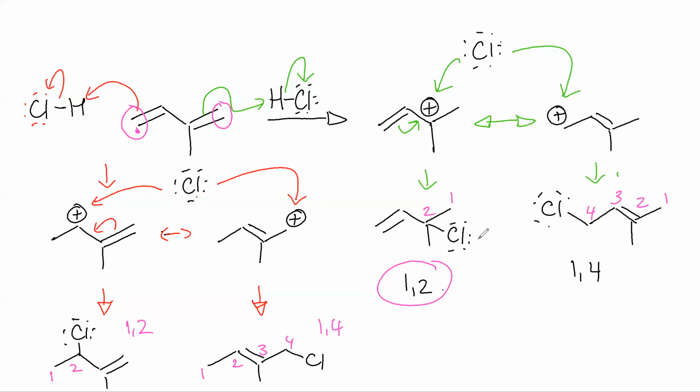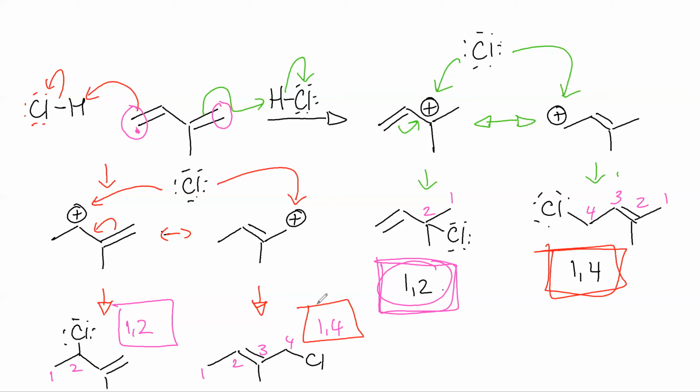So if we did this reaction at low temperatures, we would expect the 2 major products to be these 2 here. And if we did this at higher temperatures, where it was under thermodynamic control, we would expect the 2 products to be these 2. So that's basically the take-home message if you're adding HX to a conjugated system. Were there any questions on that?